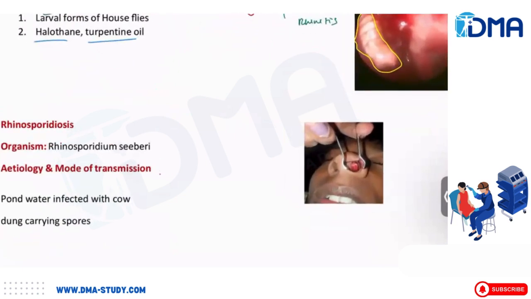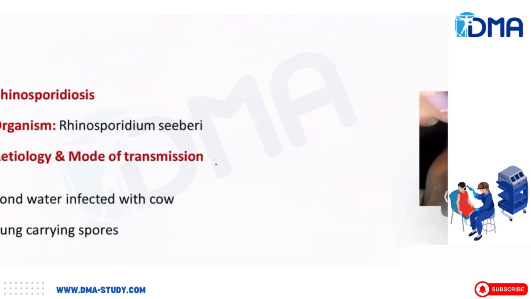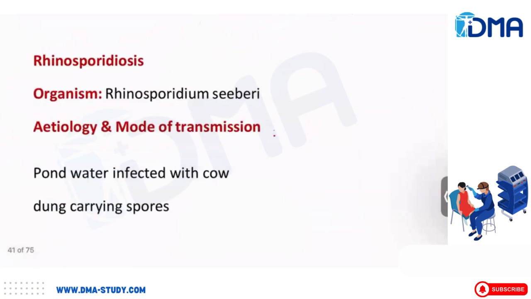Rhinosporidiosis. Atrophic rhinitis is caused by a bacteria, but rhinosporidiosis is caused by an organism. It is a protozoa, an aquatic protistan protozoa.